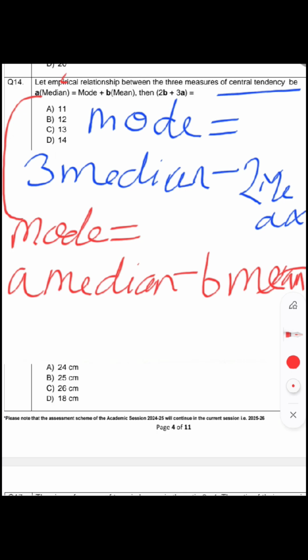Here space is less, so I am writing in this way. Okay, यहाँ पे स्पेस कम है, तो इस तरीके से हम ट्राई कर रहे हैं सॉल्व करने के लिए.